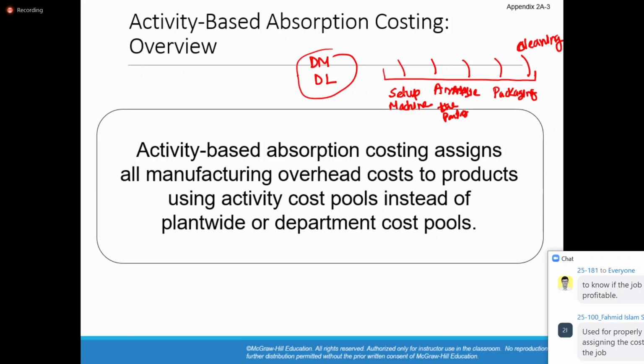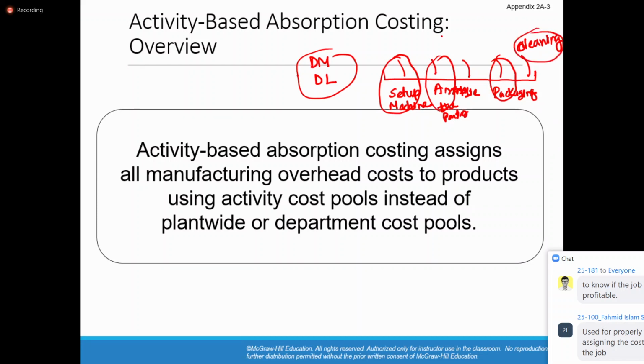So you see that there are a number of activities. I have just tried to identify some activities to help you learn what is meant by activity here. So a number of activities are involved which will incur the overhead cost in the manufacturing process. Each of these activities consumes some cost.